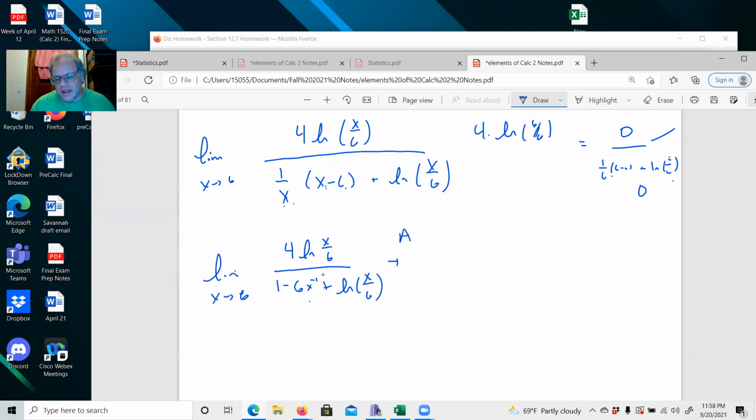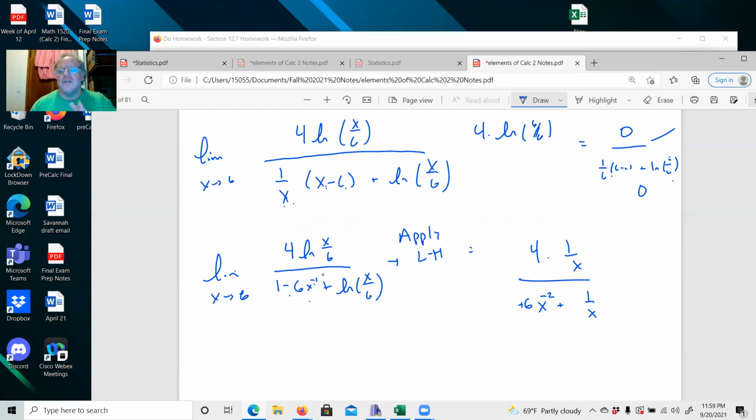Now we're going to apply L'Hopital's here. So we need the derivative of the top, that's 4. What was the derivative of natural log of x over 6? Wasn't that just 1 over x? And then divided by, well, that's not a product rule, it's our chain rule. So the derivative of 1 is 0. Bring this down in front, so that's a positive 6 because the negative times the negative is positive, x to the negative 2, plus, what's the derivative here? What's the derivative of natural log x over 6? Wasn't that 1 over x?